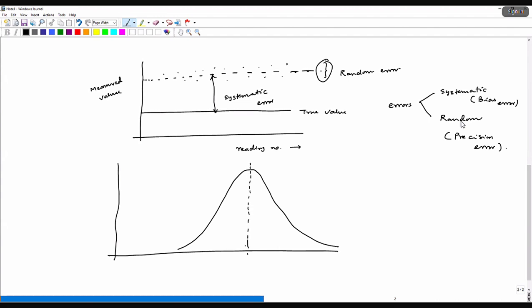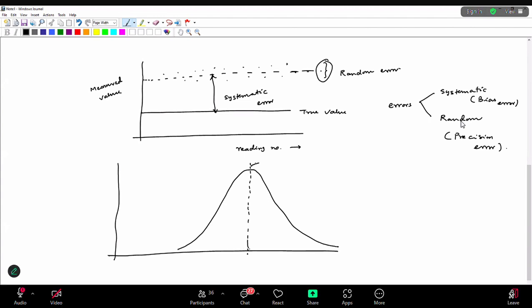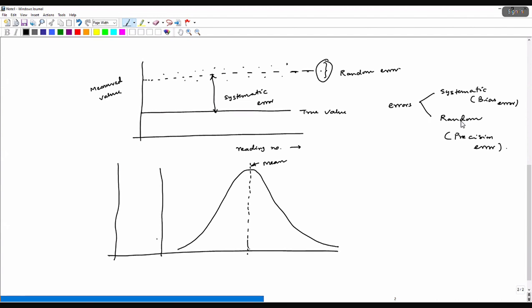You have the central value, and this central value is known as the mean. Most of your data should be clustering around the mean. Now let's say you know the true value. Let's say the true value is here, right? X true is here. And let's talk about a particular measurement. Let's say the particular measurement is here. We call it XM, right?